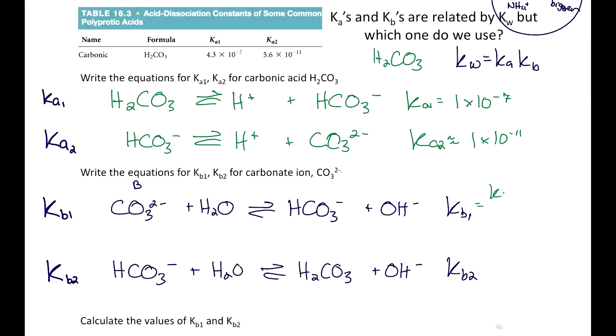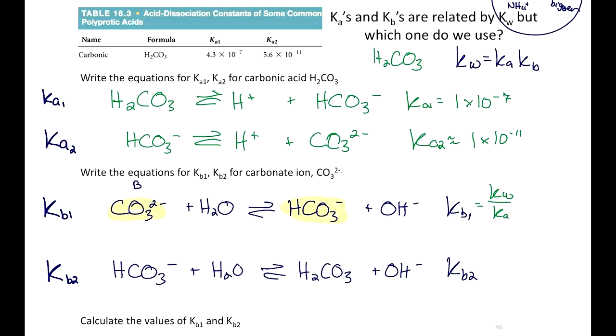So I understand that Kb1 is going to be Kw over a Ka value, but which one is it going to be? Is it going to be Ka1 or do I divide by Ka2? This is how we decide. Look at your products and reactants in Kb1. We have carbonate and bicarbonate. Which Ka reaction should we use to relate to this reaction? Ka1 or Ka2?